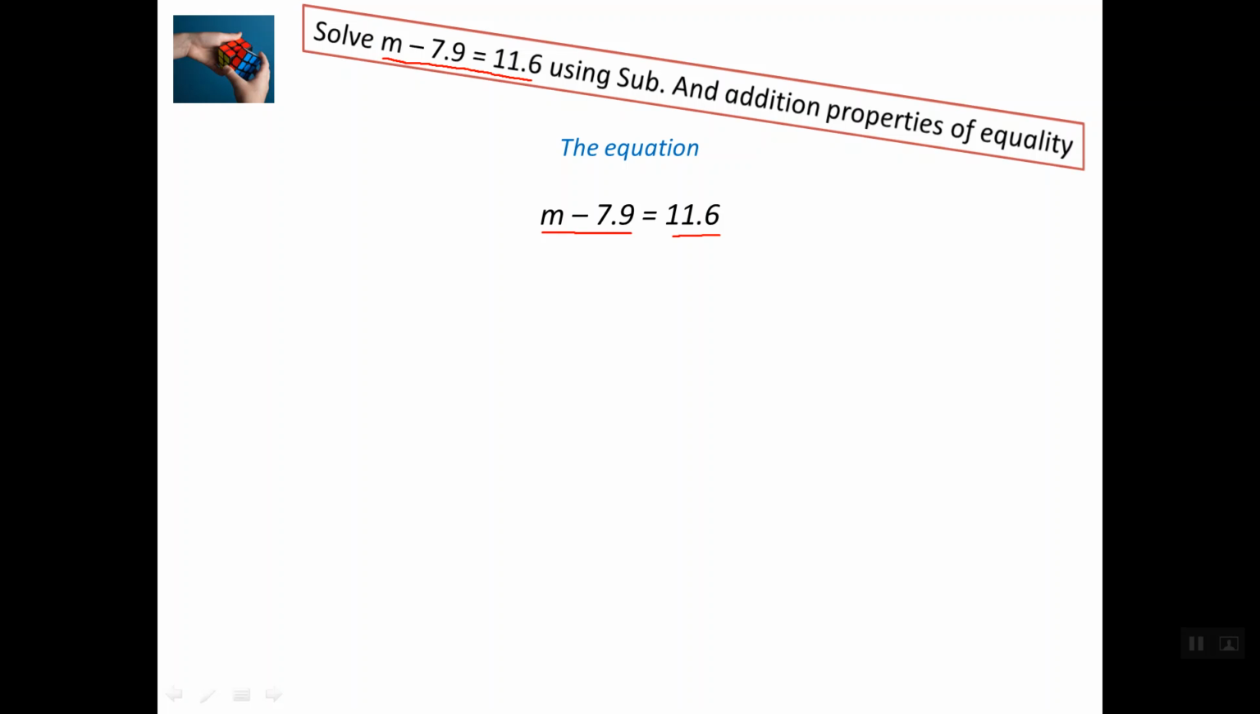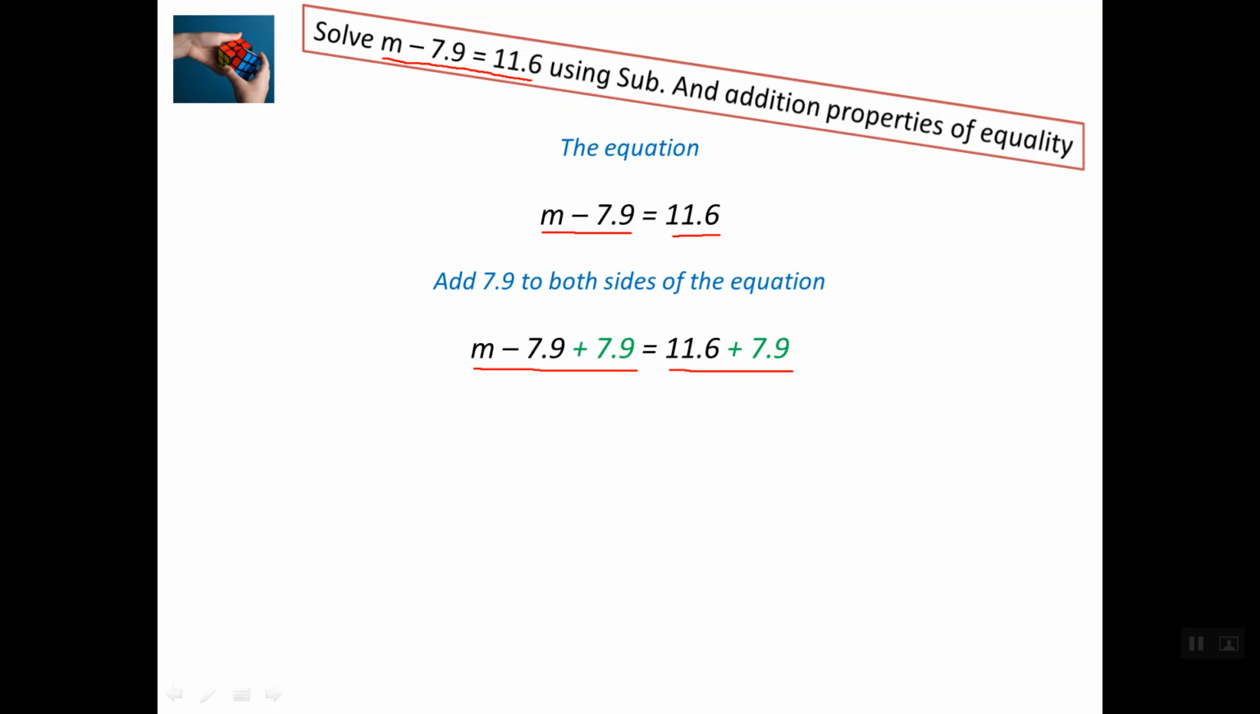We can add 7.9 to both sides in order to cancel the constant on the left side. So now we add 7.9 to both sides. On the left side of the equation, we have m minus 7.9 and the added number 7.9, and on the right side 11.6 plus 7.9. See that on the left side, minus 7.9 and plus 7.9 cancel each other, and the result is 0.